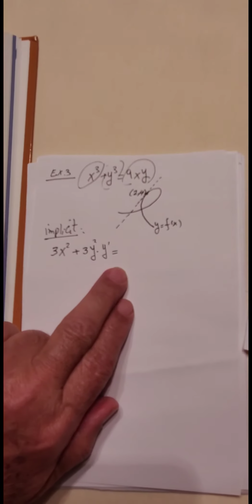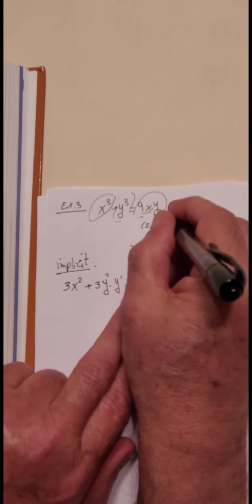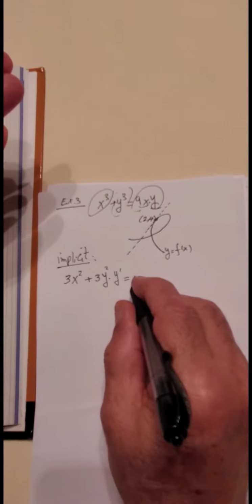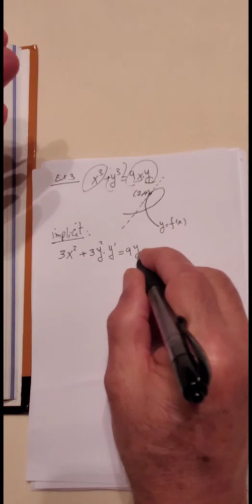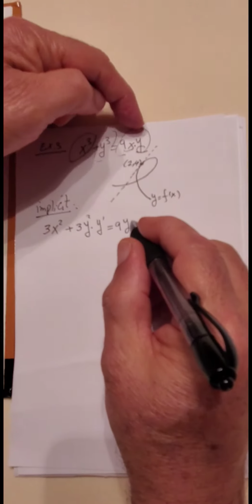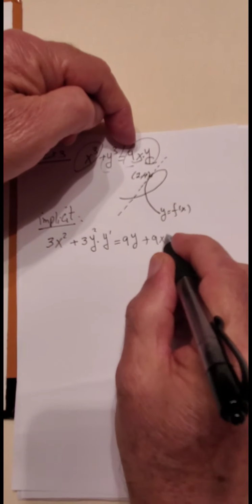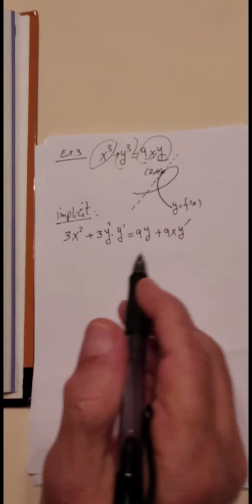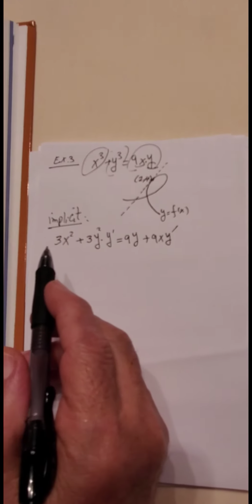And then 9xy on the right side. Like here we have 3xy, here we have 9xy. So you take 9x as u and y as v, would be uv, product rule. U prime is 9 times v plus y prime times 9x, 9xy prime. So this is what we have as a result of implicit differentiation.